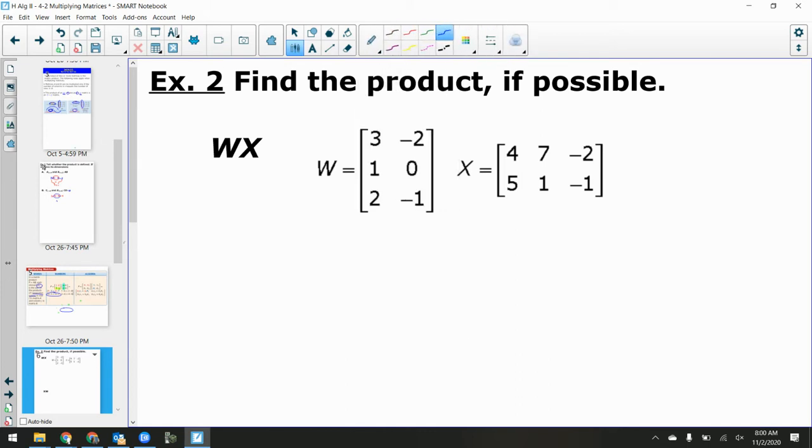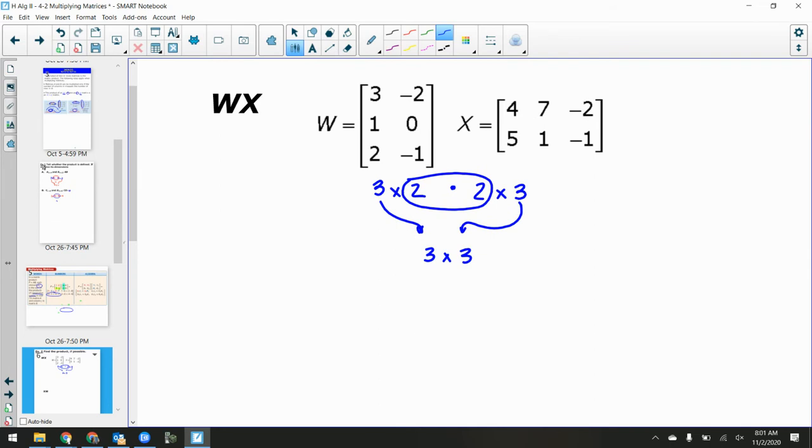First of all, I have to decide, can I even multiply? What are the dimensions of W? 3 by 2. 3 rows, 2 columns. Times X, sorry, 2 by 3. 2 rows, 3 columns. Can I multiply these together? Yes, I can. These match. So what are the dimensions of the resulting matrix product? 3 by 3. So now we know we can indeed multiply them. Let's create our matrix product.